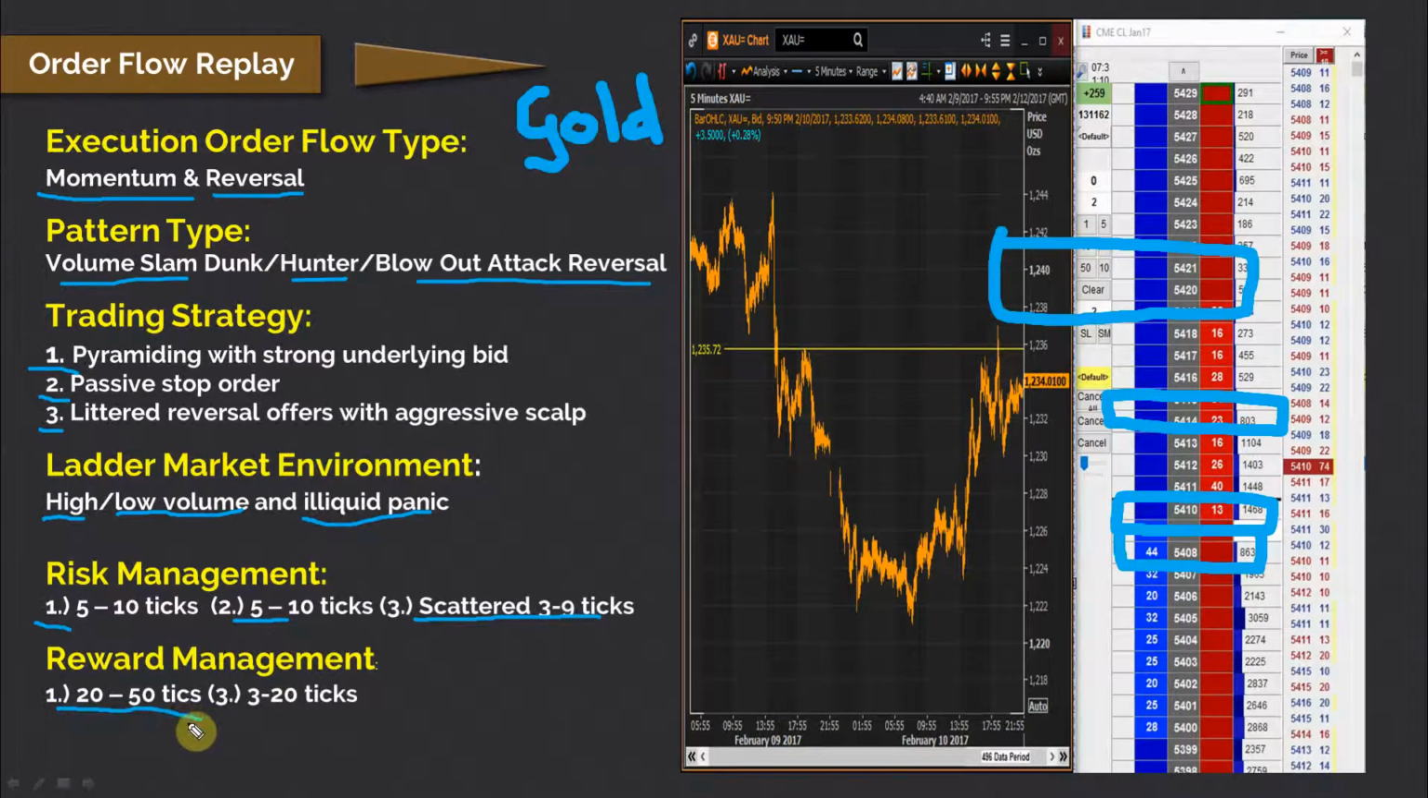Especially in your illiquid markets, the markets that have stops, gold, even some esoteric commodities. And then your reward management for the blowout reversal, you're looking at 3 to 20 ticks. Now, what we're looking at here is actually identifying a predetermined level in the gold market, which is 12.3572. This is a 5-minute chart, as you can see over here.